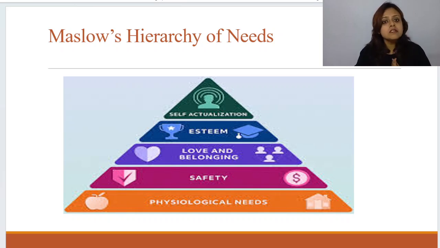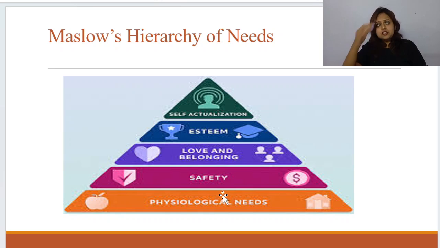So the lowest order need that needs to be satisfied is the physiological need, as you can see in this picture. So these are the 5 needs that were given by Abraham Maslow in his paper A Theory of Motivation in the year 1943.